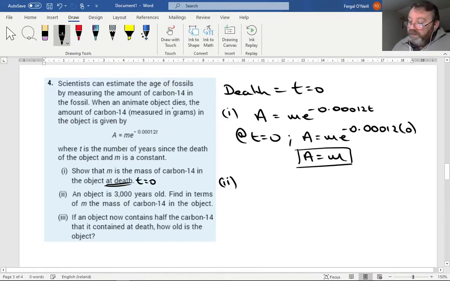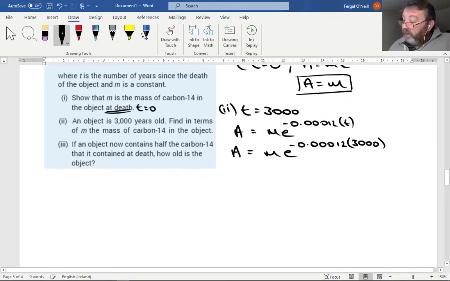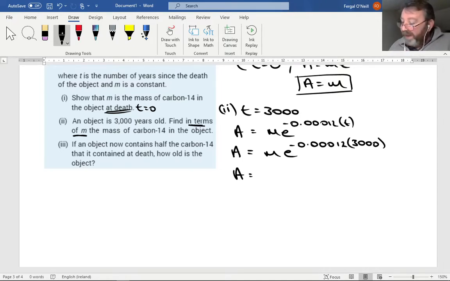An object is 3,000 years old, so t equals 3,000. Find in terms of M the mass of carbon-14. Okay, so let's write down the formula again. A equals M e to the minus 0.00012 t. So that means at t equals 3,000, I'm going to put 3,000 in here. So A is equal to M times e to the minus 0.00012 times 3,000, because it gives me 3,000 years. And again, because it tells me in terms of M, leave M in your answer. M has to be in your answer.